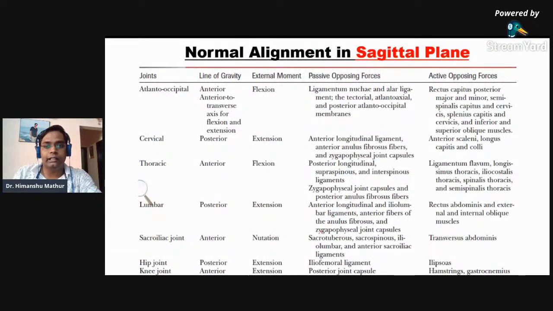Now, this is the normal alignment of the sagittal plane. We have already talked about it, but let us look at it once more, this time with pictures. Talking about the atlanto-occipital joint, it is anterior to the anterior transverse axis for the flexion extension, although it is again a medial lateral axis. So it is a little anterior to the medial lateral axis. That is why it favors a little more flexion or falling of the atlanto-occipital joint.